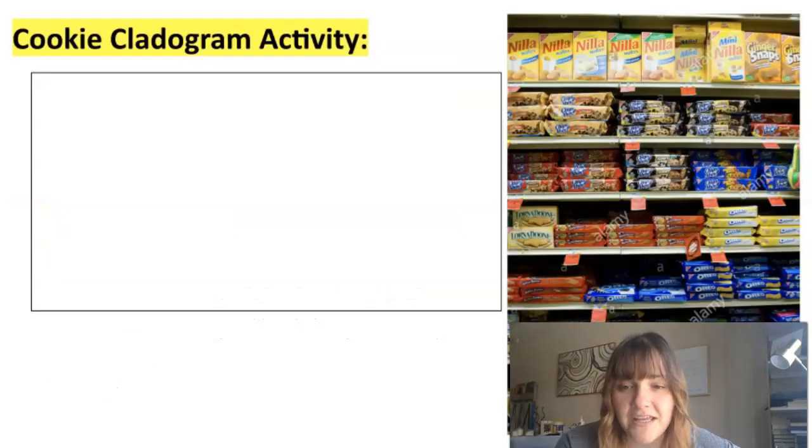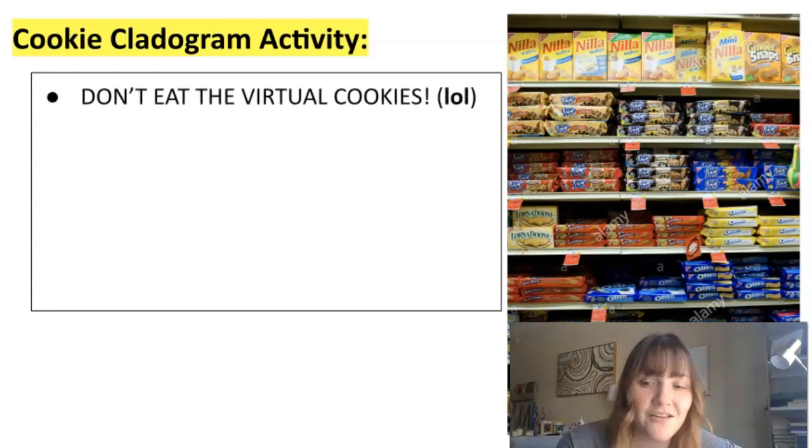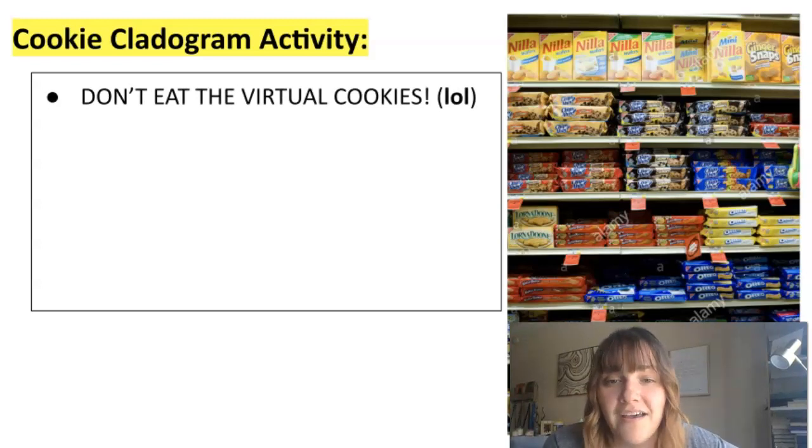So let's jump in. Sadly, I am not there and we are not at school. My original plan was to give you all of these cookies and you were going to get to sort them and then eat them. So I am very sorry. Don't eat my virtual cookies. But if you have any cookies in your house, you can go grab one and give yourself a little treat after this little activity.